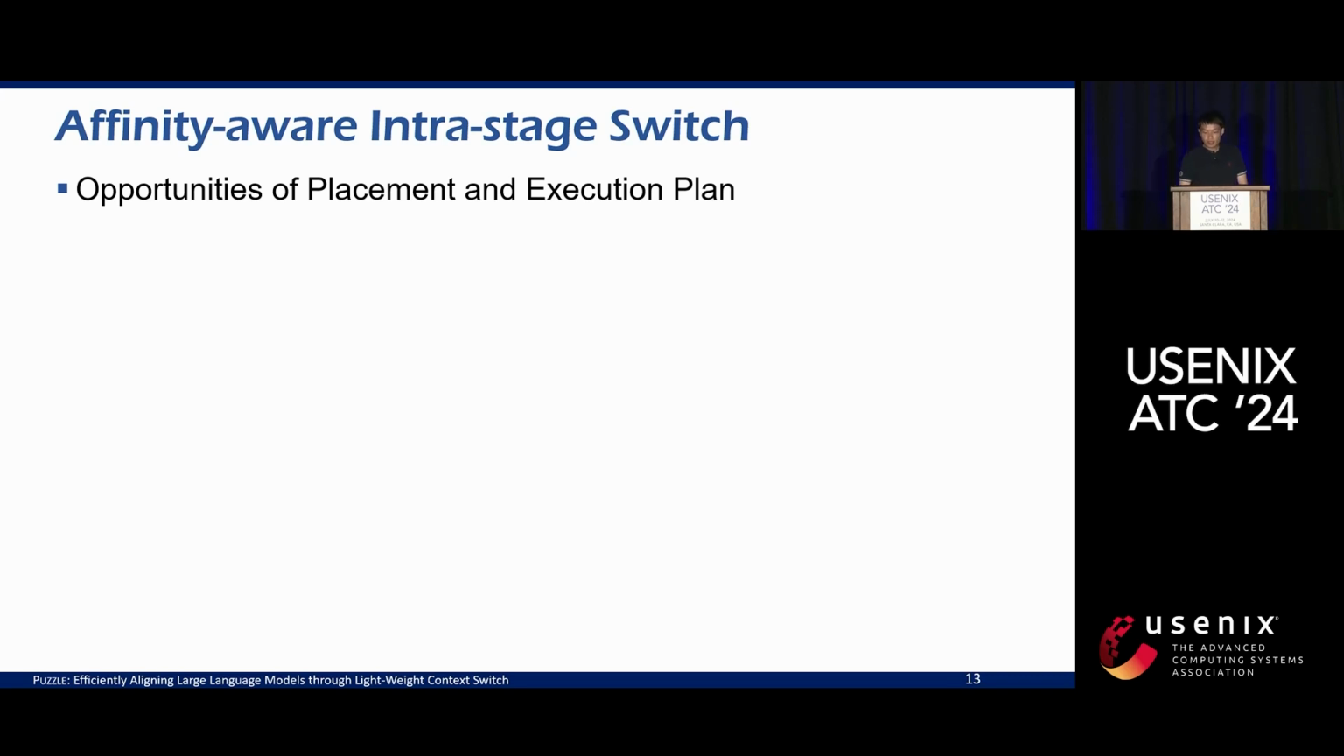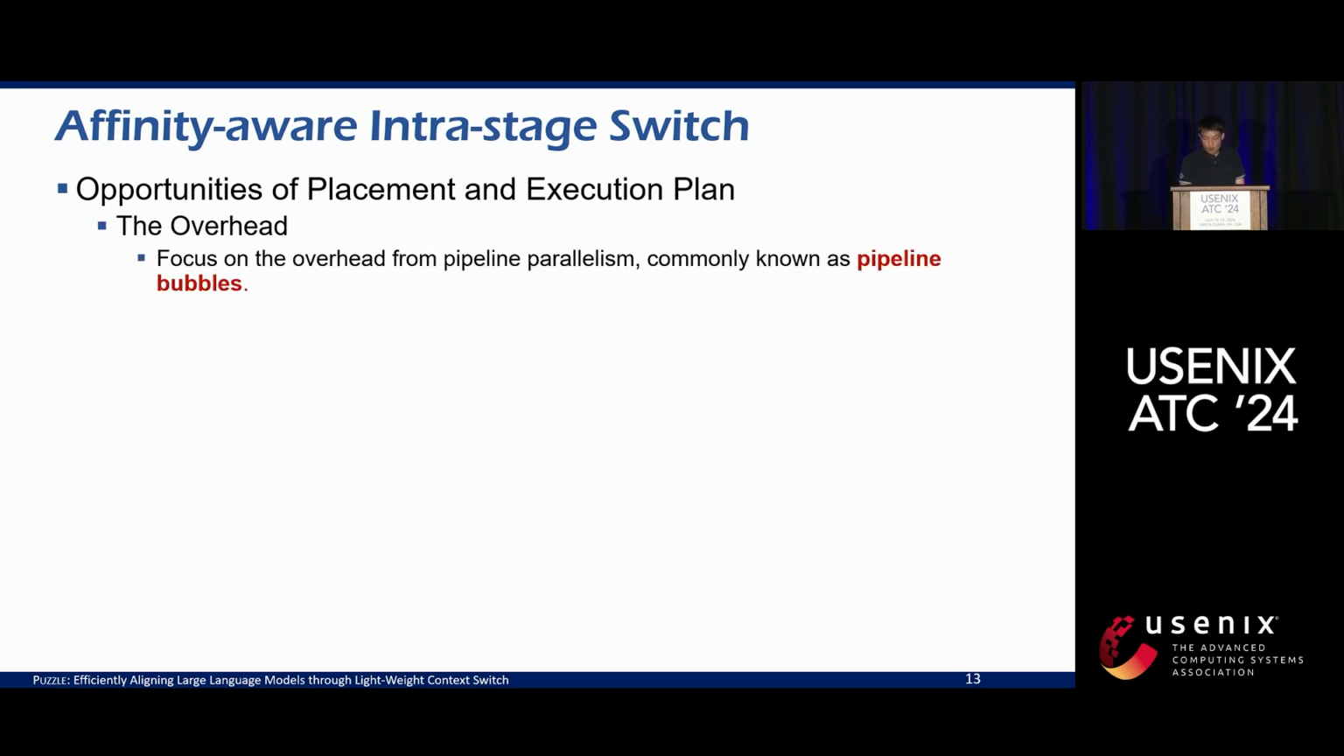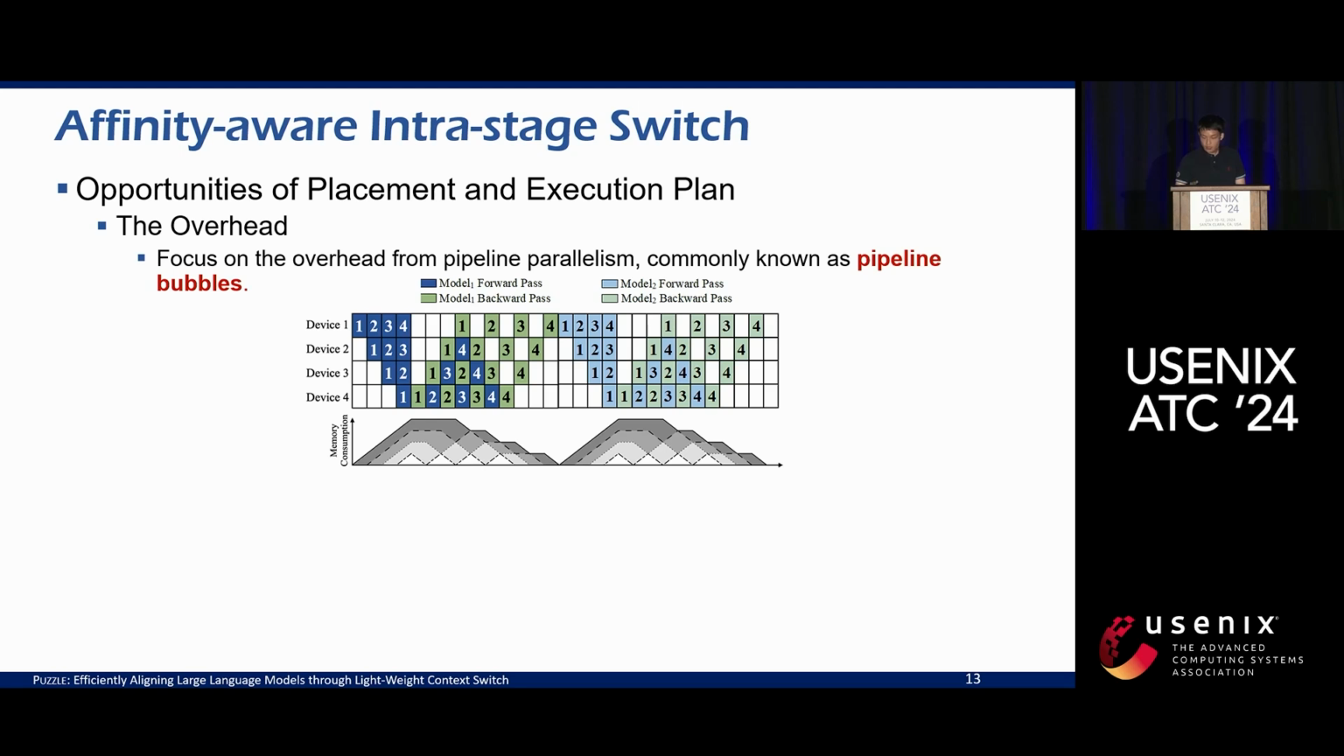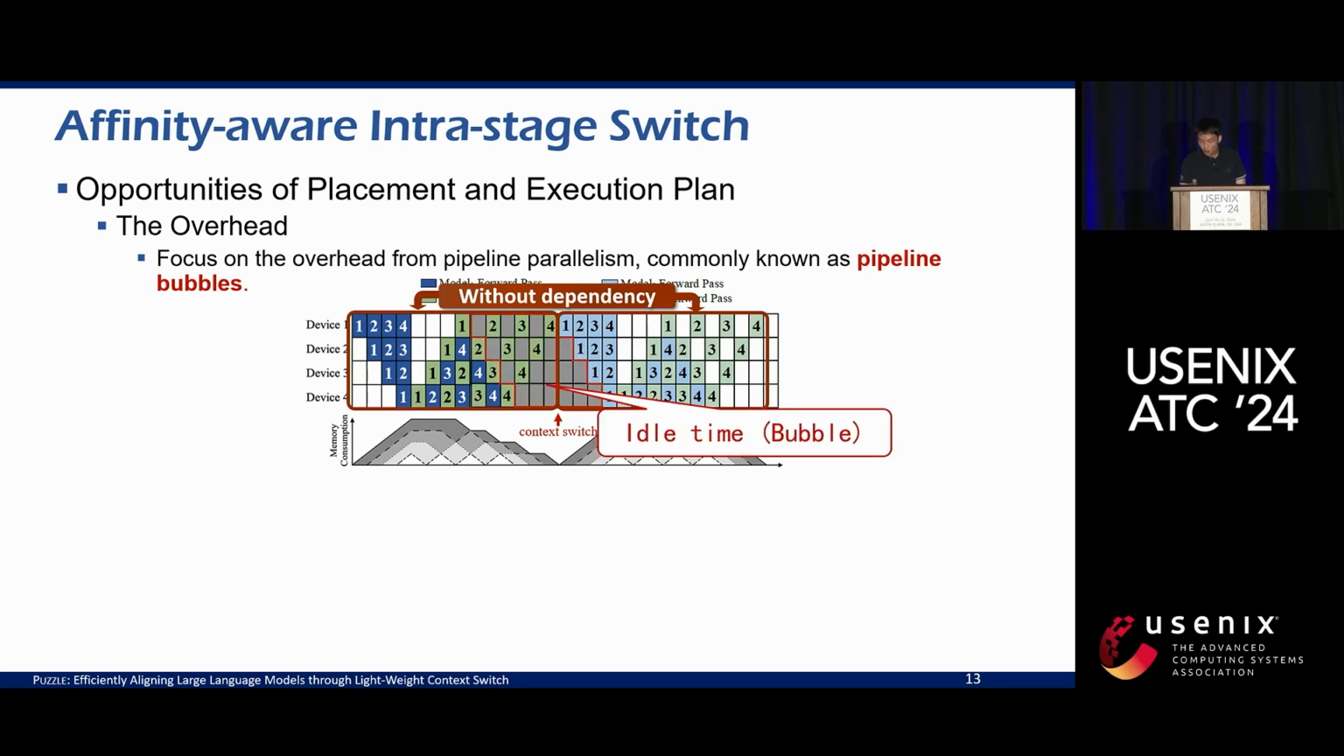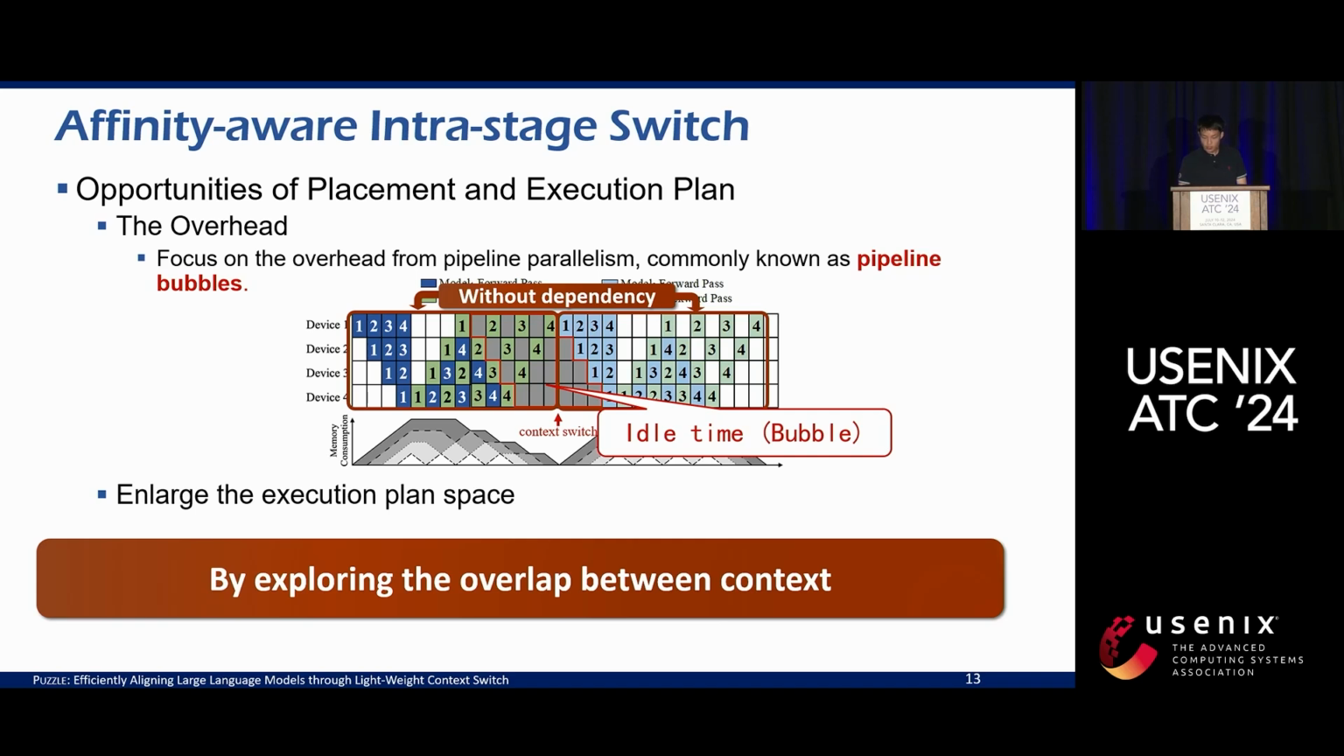First, we analyze the overhead and opportunities in intra-stage context switch. We focus on overhead from pipeline parallelism, which is often referred to as bubbles. As shown in the slide, two model pipelines are executed sequentially. Since these models run independently of each other, we see a lot of idle time between the two models. To address this issue, we expand the execution plan space by exploring overlaps in different contexts that are independent of each other.